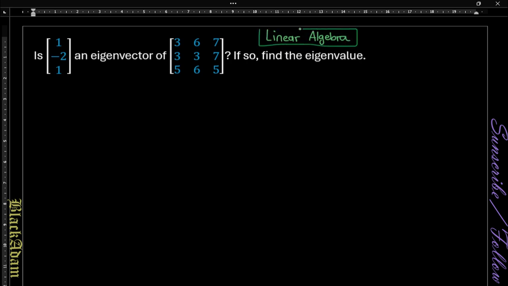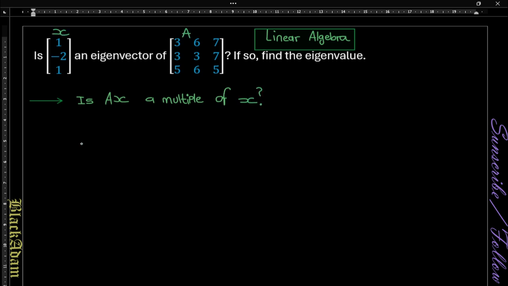Okay, we are given a 3x1 vector, and we want to know if it's an eigenvector, so Ax has to be a multiple of x. This x is the vector, and that matrix is A. So the product of those two should give you a multiple of x. Let's write the A matrix.